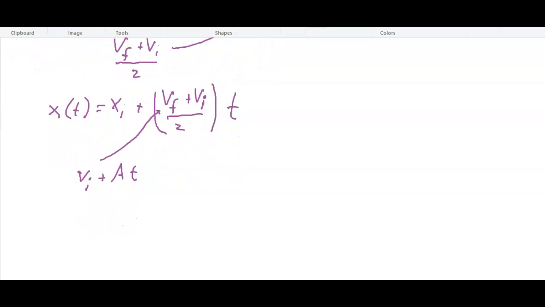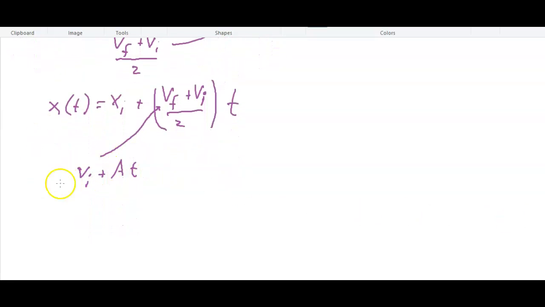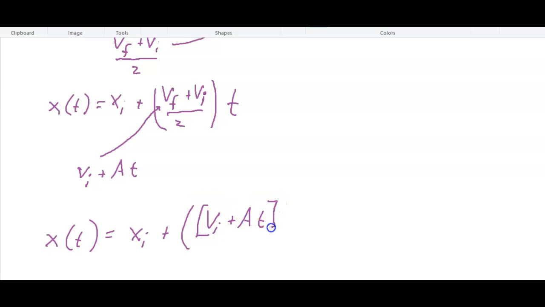And when we plug that in here, let's see what we get. We get x of t is equal to its initial position plus, now we've got to do a little algebra, we've got (v_i plus at), that was my v final here, that's what that was. Now plus v_i, all over 2, and then we have that parenthesis times t.